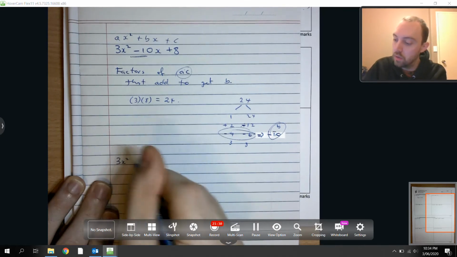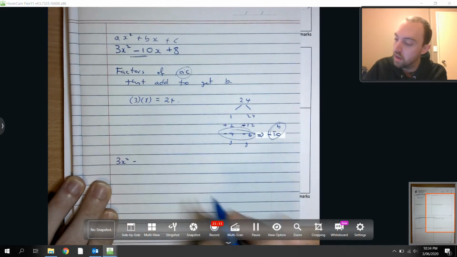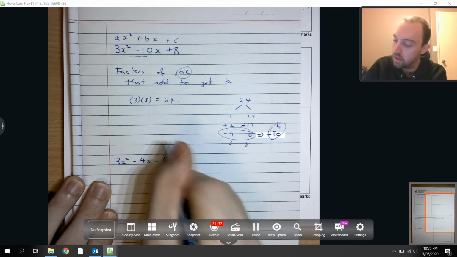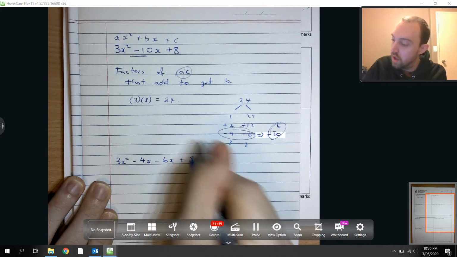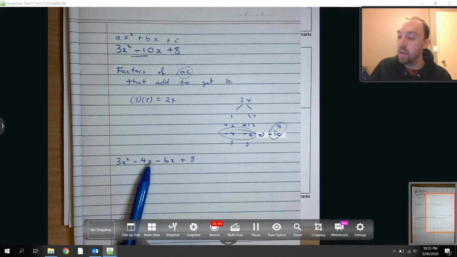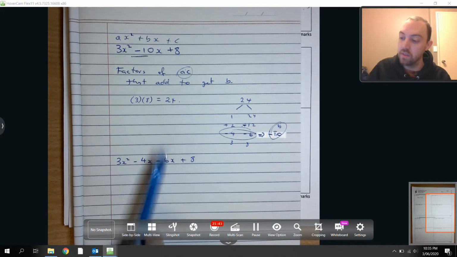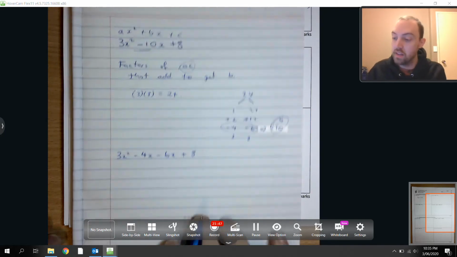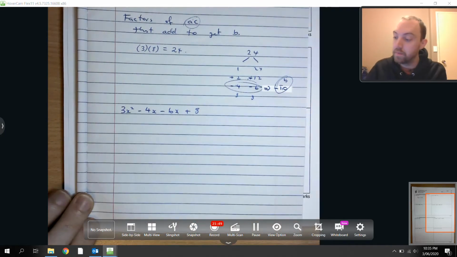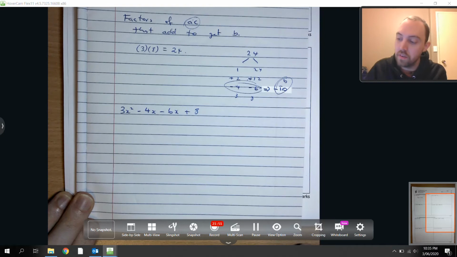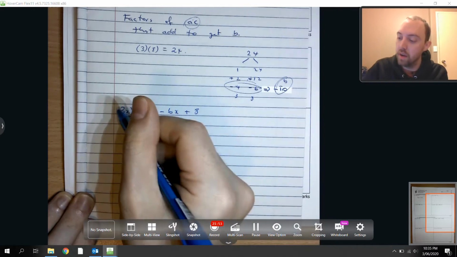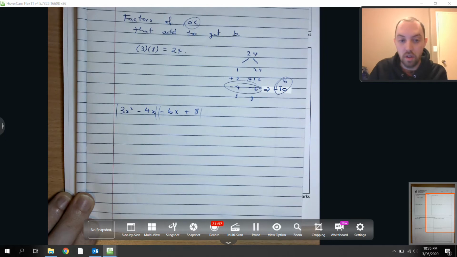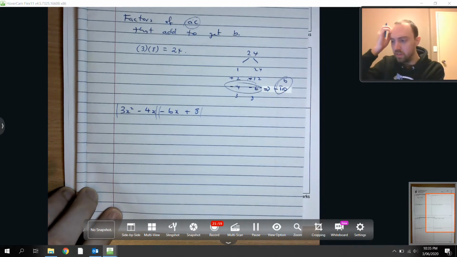So 3x squared, take 4x, take 6x plus 8. Notice that negative 4 and negative 6 still go together to get you negative 10. So I haven't changed the quadratic itself, I've just made it look a little bit different, so that when I factorize in pairs, we should see something emerge.